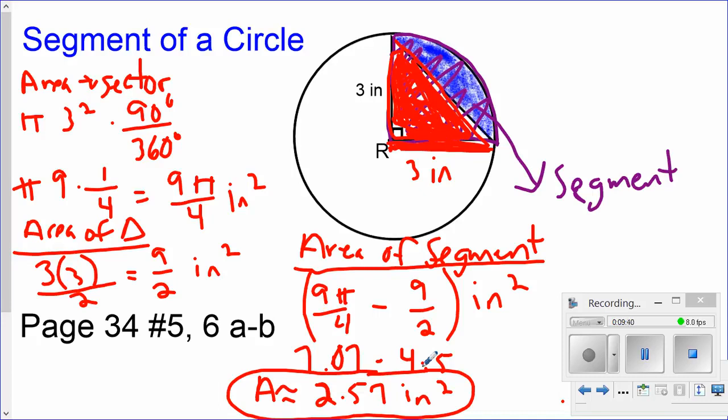I'd like you to try problem numbers 5 and 6A and B on page 34 to get practice on some similar problems.